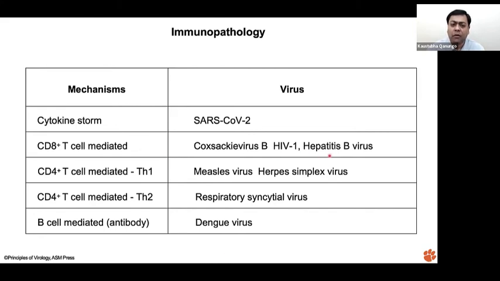These are very straightforward. CD4 helper T cell mediated immunopathology can happen in measles virus, herpes simplex virus, immunosuppression that we are going to see. And Th2 mediated, this is also CD4 helper, but Th2, in respiratory syncytial virus, RSV. Also, the antibody can cause immunopathology that we are going to see for the dengue virus. So we're looking at some of the examples.